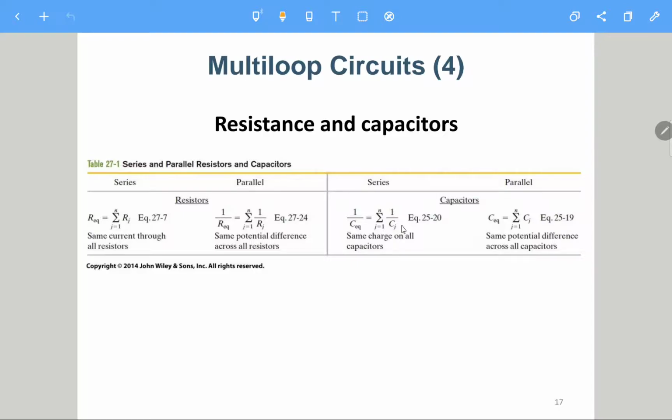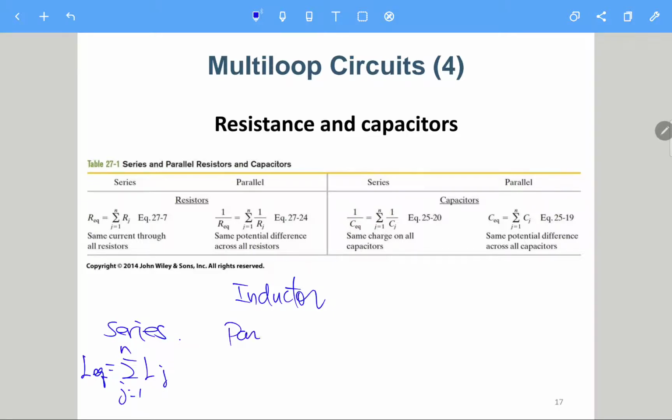If you really consider the inductor, in chapter 30 I don't think we mentioned how to calculate series inductance or parallel inductors. If we really calculate series or parallel inductors, it is like the resistor. So for series inductors, L EQ should be the sum of L J, with J from 1 to N.